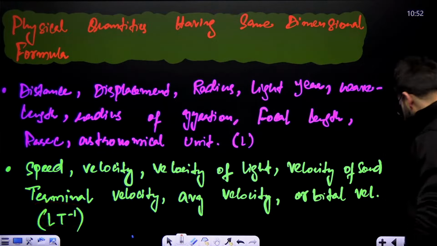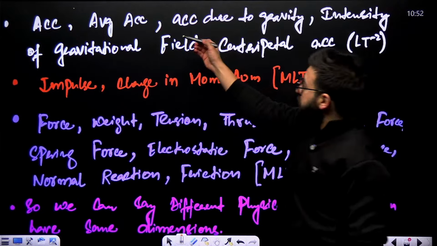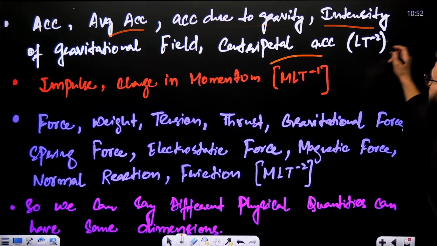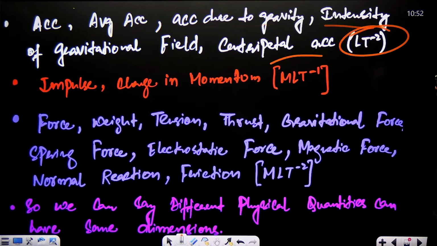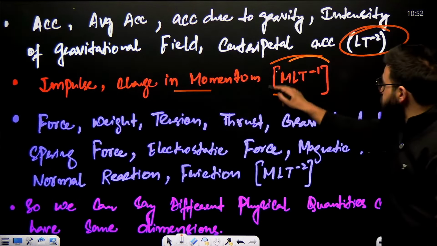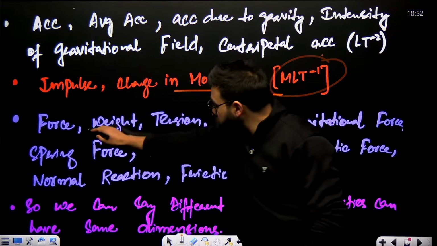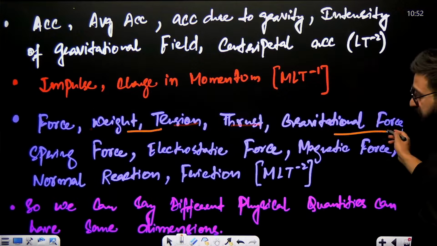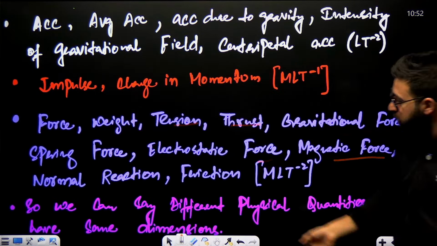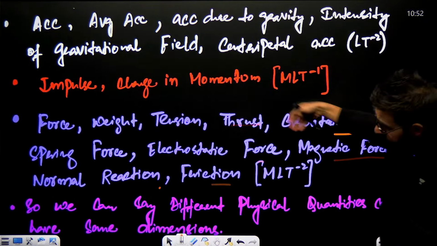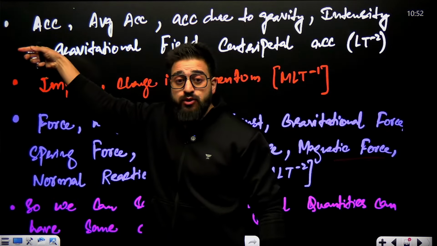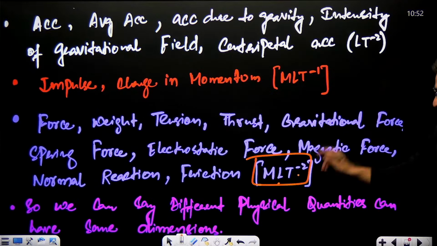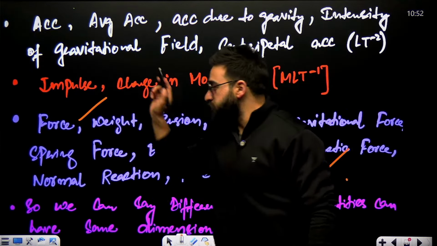Similarly, acceleration, average acceleration, acceleration due to gravity, intensity of gravitational field, centripetal acceleration, it has got the same dimensional formula, LT⁻². Impulse, change in momentum, same dimensional formula. Force, weight. Weight is also force. Tension is also force. Thrust is also force. Gravitational force, spring force, electrostatic force, magnetic force, normal reaction, friction. All of these are the different varieties or categories of forces. So they have got the same dimensional formula, MLT⁻², which is the dimensional formula of force.